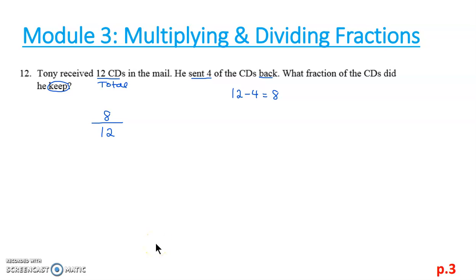The textbook shows a second answer that is possible, and that is an answer that is equivalent but reduced, because if we wanted to, we could divide both of these numbers by 4, giving us 2/3, which is another possible answer because 2/3 is equal to 8/12.